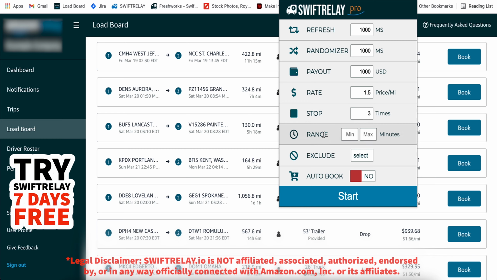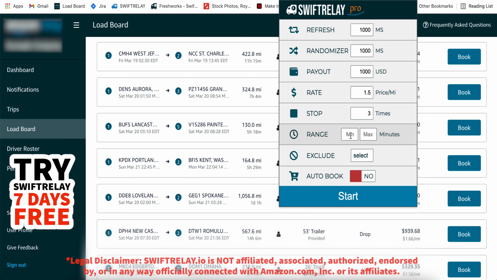Now, what is a range? The range is a time range. I suggest always using at least the minimum. Don't worry about the maximum, but start with the minimum, because you want your SwiftRelay to pick the best fitting load, but you want to be able to get to that load if you win it, right? So for example, if I don't use anything here and I hit start, and there is a $5,000 load, but your pickup is in 10 minutes and your truck is 40 minutes away or 30 minutes away, you're not going to get there.